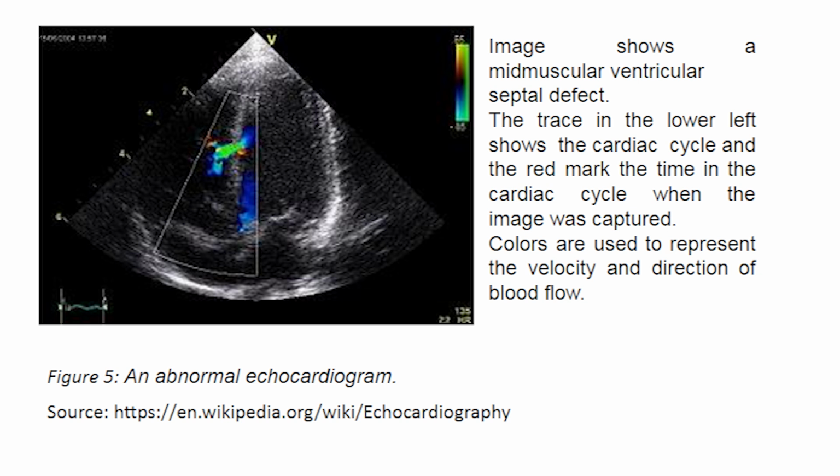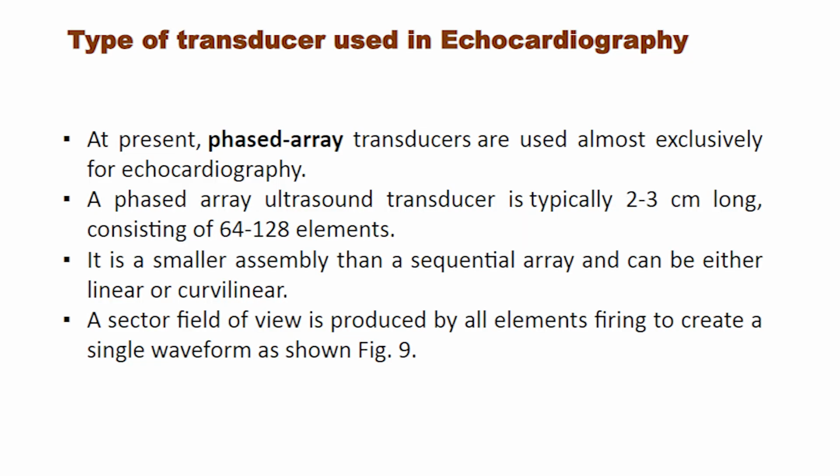The trace in the lower left shows the cardiac cycle, and the red mark shows the time in the cardiac cycle when the image was captured. Colors are used to represent the velocity and the direction of the blood flow. Now coming to the type of transducer used in echocardiography. At present, phased array transducers are used almost exclusively for echocardiography. A phased array ultrasound transducer is typically 2 to 3 centimeters long, consisting of 64 to 128 elements. It is a smaller assembly than a sequential array and can be either linear or curvilinear.